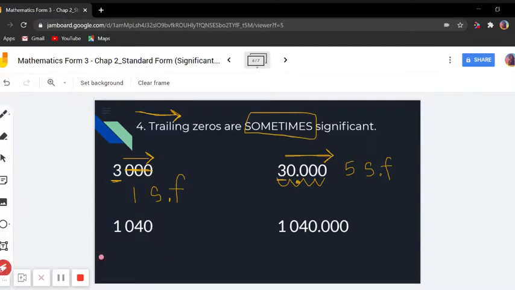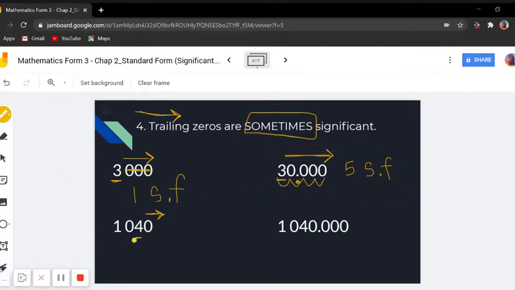Alright, let's take a look at the third example here. 1040. Let's take a look at the first non-zero number. The first non-zero number here is the number 1. Alright, so the zero going towards the right side will be considered as insignificant. It is not significant because there is no decimal point. If there is a decimal point, it will be considered as significant, like the second example here.